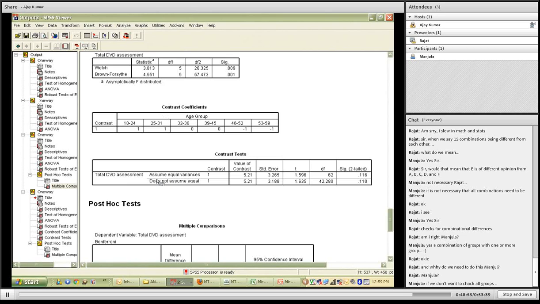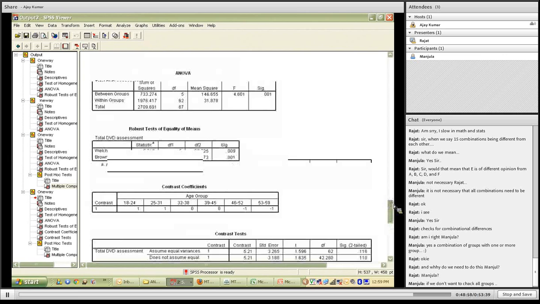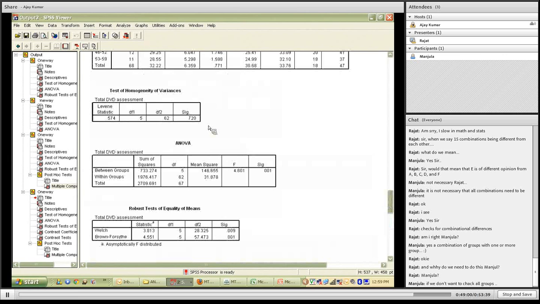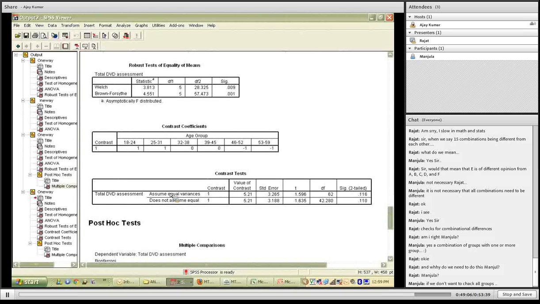Now it is assuming equal variances. For that we have to go to the Levene statistic. So what does Levene tell us? Levene tells us that the variances across the groups are equal. So when variances across the groups are equal, then we will look at this row of assume equal variances. So contrast number 1 gave you a figure of 0.116.